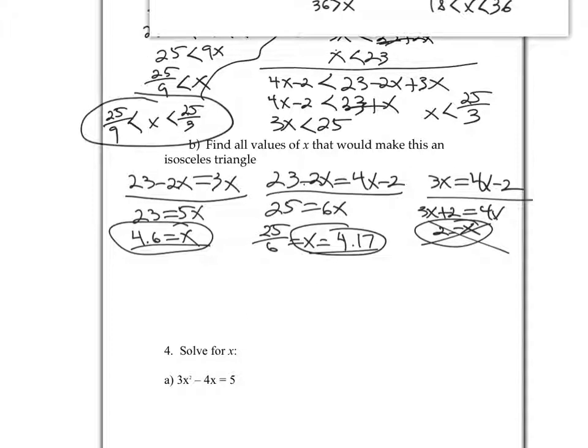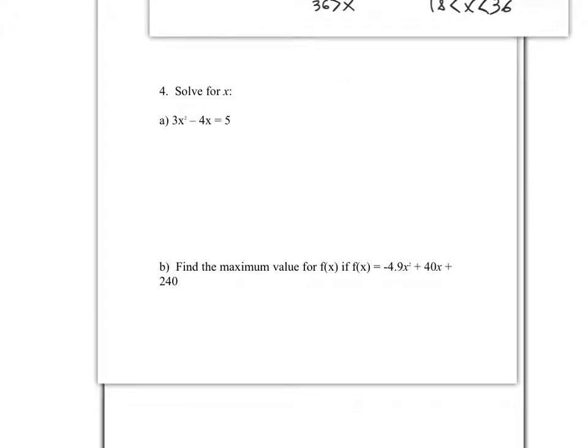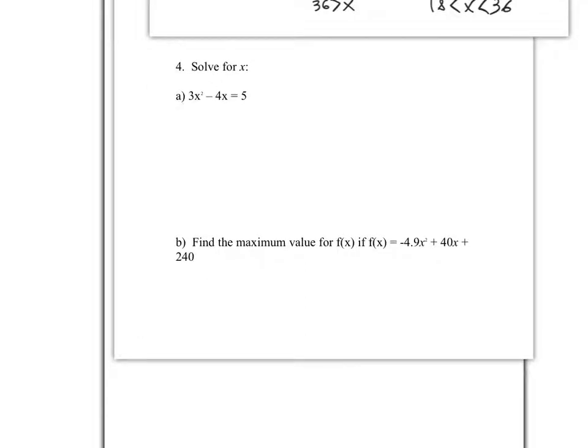Okay, so let's keep going here. All right, problem 4. 3x squared minus 4x is equal to 5. Well, that can become 3x squared minus 4x minus 5 is equal to 0. Now we can use the quadratic equation. And we have that a is equal to 3, b is equal to -4, and c is equal to -5.